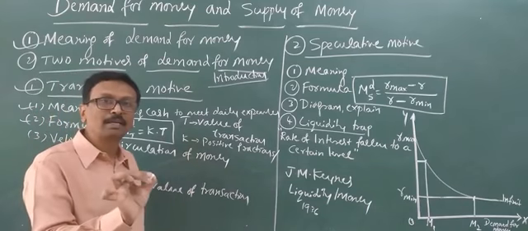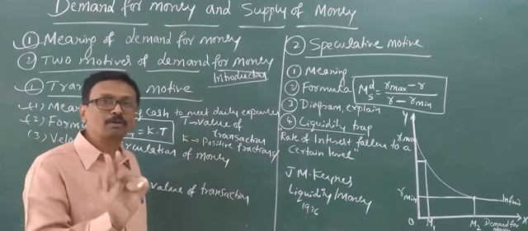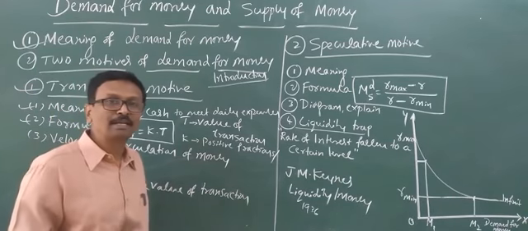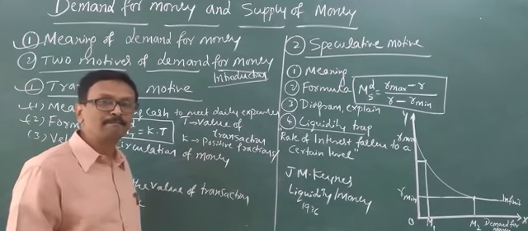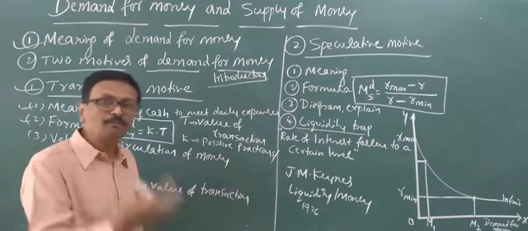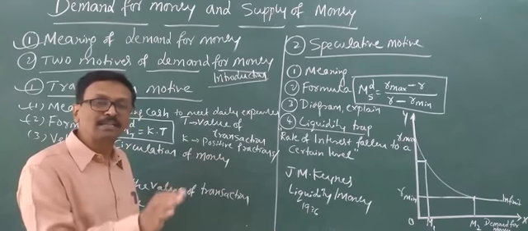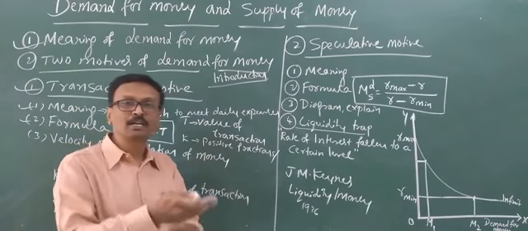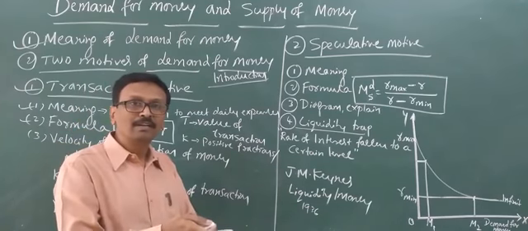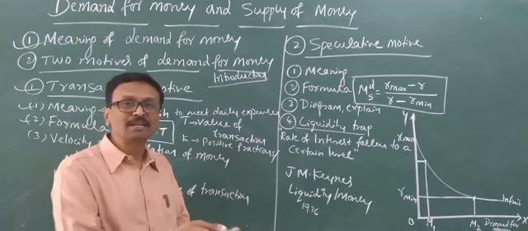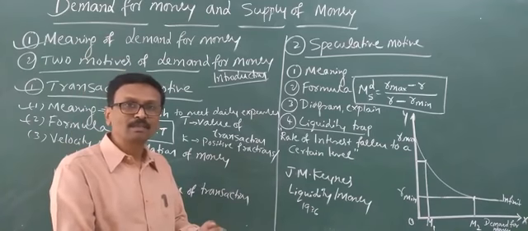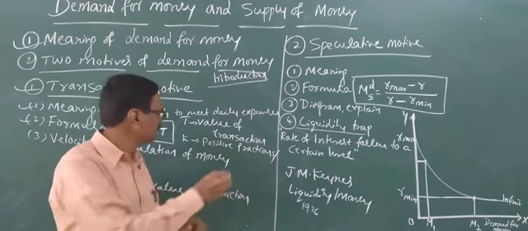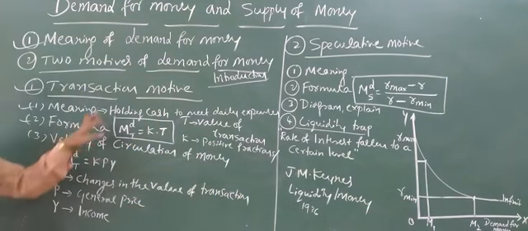For example, per day 400 rupees, 500 rupees daily expenditure. Demand for 400 rupees per day. Demand for 100 rupees per day. Demand for 300 rupees per day. That is a transaction motive, demand for money. Demand for 300 rupees for daily expenses, day-to-day expenditure. That is a suitable example for the transaction motive.